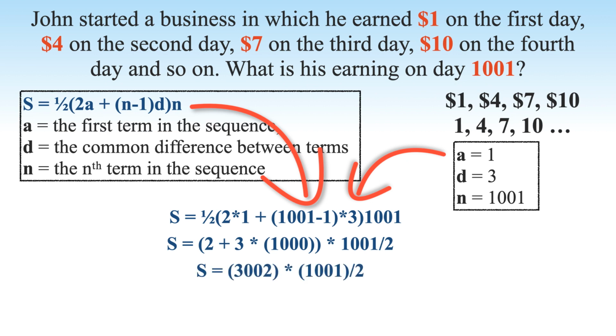After solving, the equation becomes S equals 3002 into 1001 divided by 2. After solving this, S equals $1,502,501. Thus, the total earning of John on day 1001 is $1,502,501. By using this simple math technique, you can solve this problem easily.